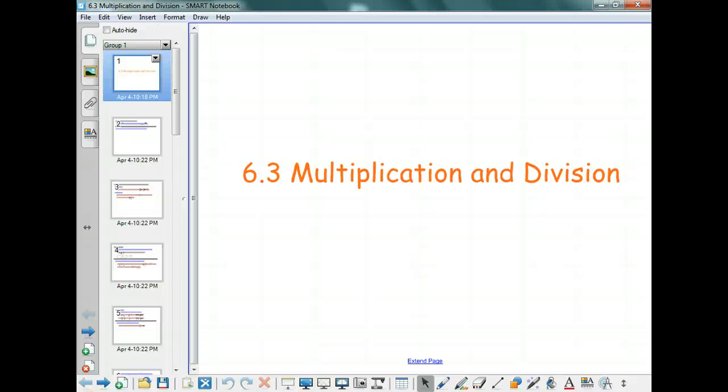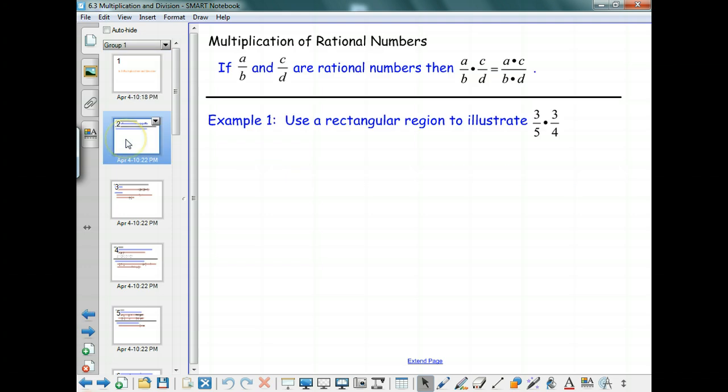All right, so last two class periods we started working with fractions. Last time, what operations were we working with? Addition and subtraction, and today we're going to work with multiplication and division, okay? So we're going to look at multiplication and division of rational numbers, particularly fractions.